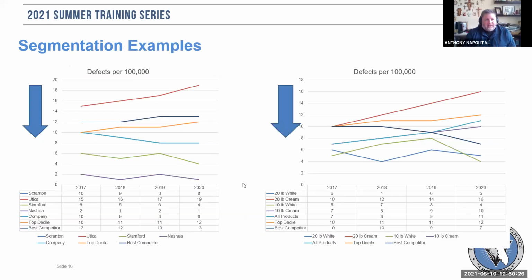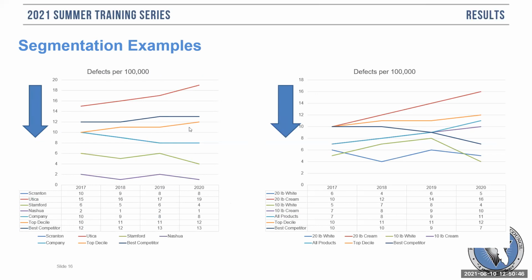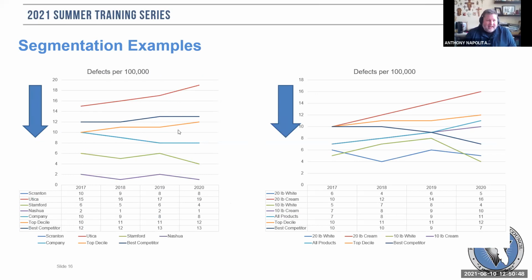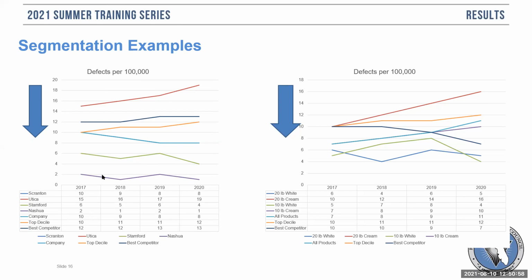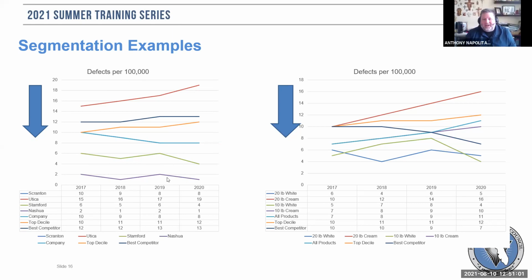Looking at the defects per 100,000. Those of you who know The Office know where I got the made-up things right away. But taking a look, you can see how the different offices and the company as a whole are doing. Here's the company as a whole, and here's the Utica office doing terribly. But they're not that far from the top decile. Their best competitors are up here too. The company as a whole is doing well. Nashville's doing well. That's the best competitor. I've got to get better colors on here.